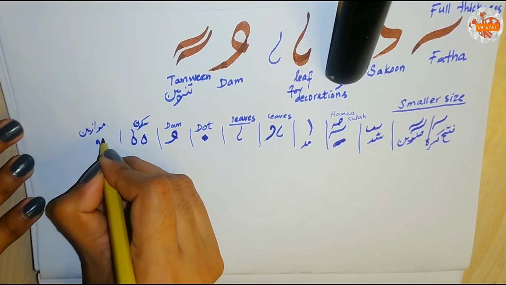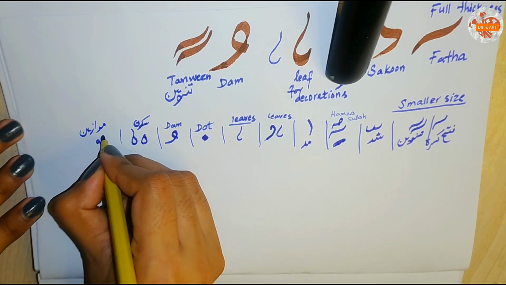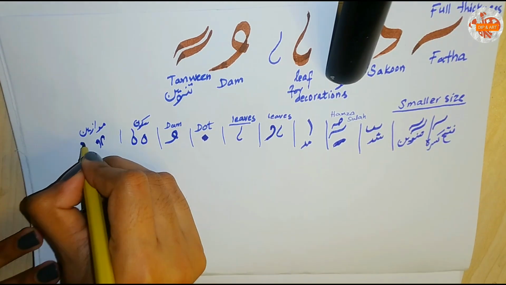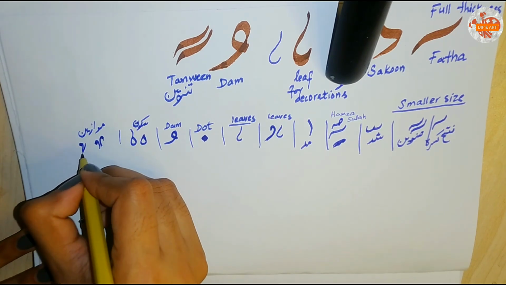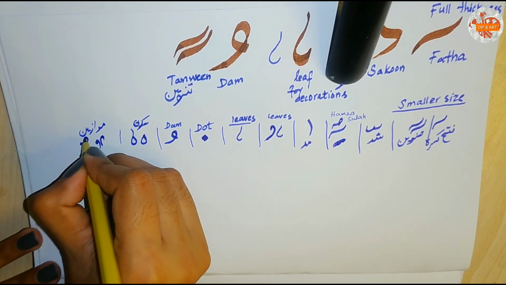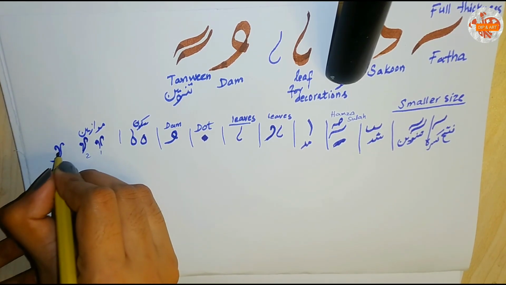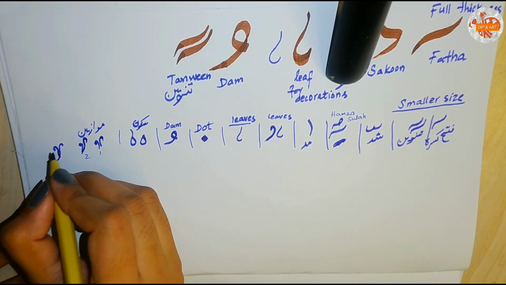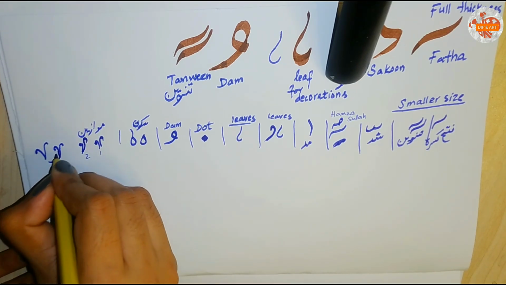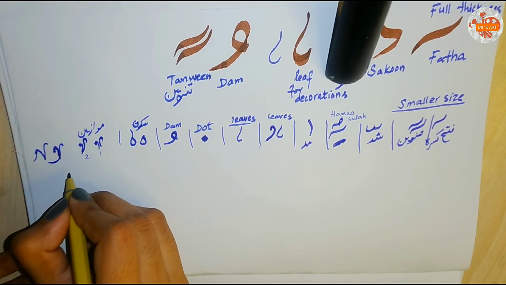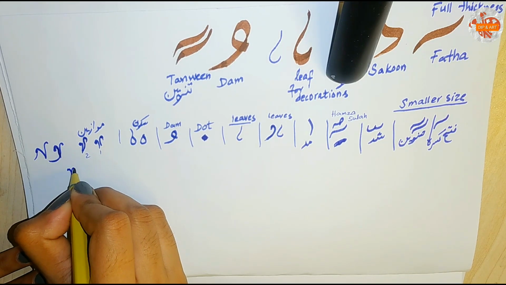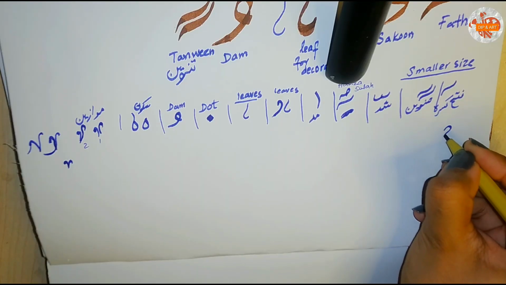Now we have this mawazin. We have several shapes for this. First one which is not connected, and second one which is connected at the top, just like a letter Q, and a little extension at the top. And we have more looking like a letter Y, and this, and we have another one which is connected.